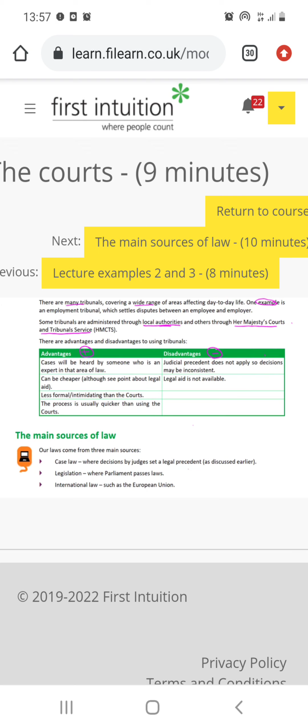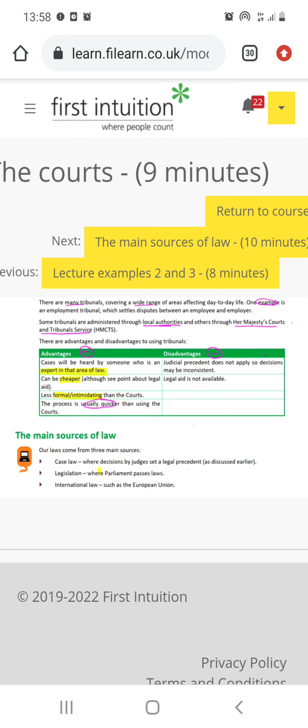Cases will be heard by someone who is an expert in that area of law, so they know the ins and outs of a particular area of law. A benefit is that it can be cheaper. It is less formal and less intimidating than the courts, but the main benefit I would say is that it is often quicker than using the courts. If you want to get something resolved, perhaps at work, then you would go to a tribunal rather than waiting years for a court date.